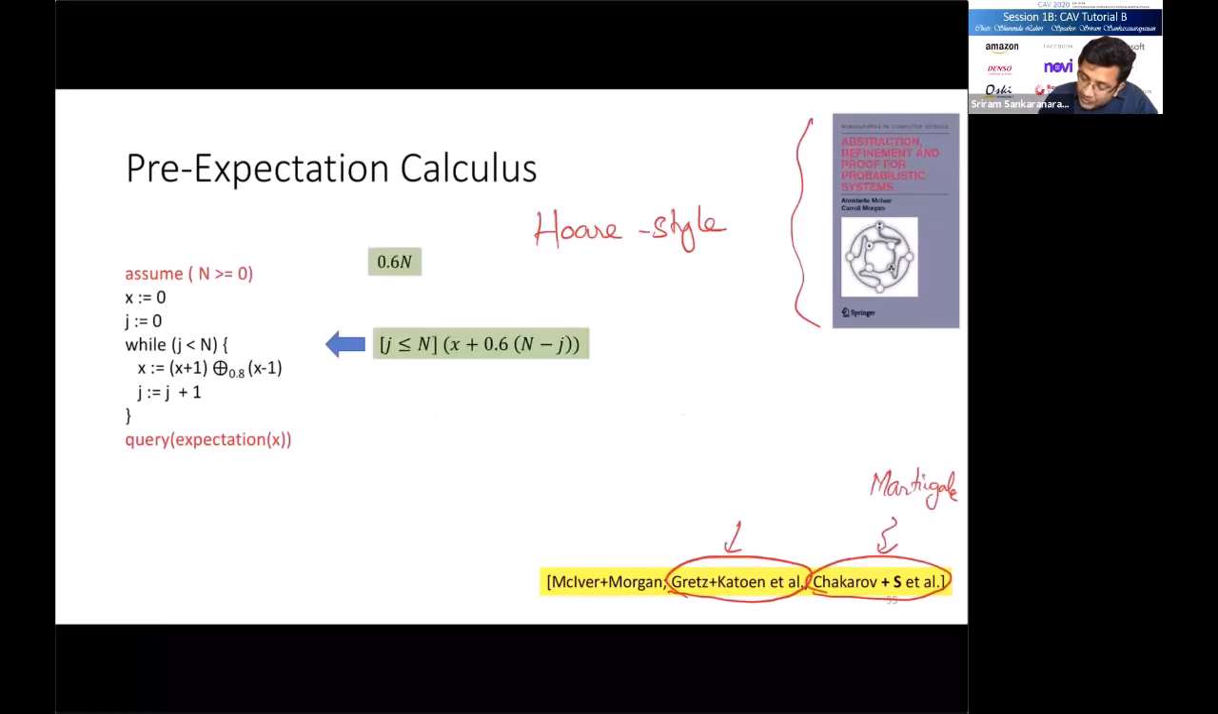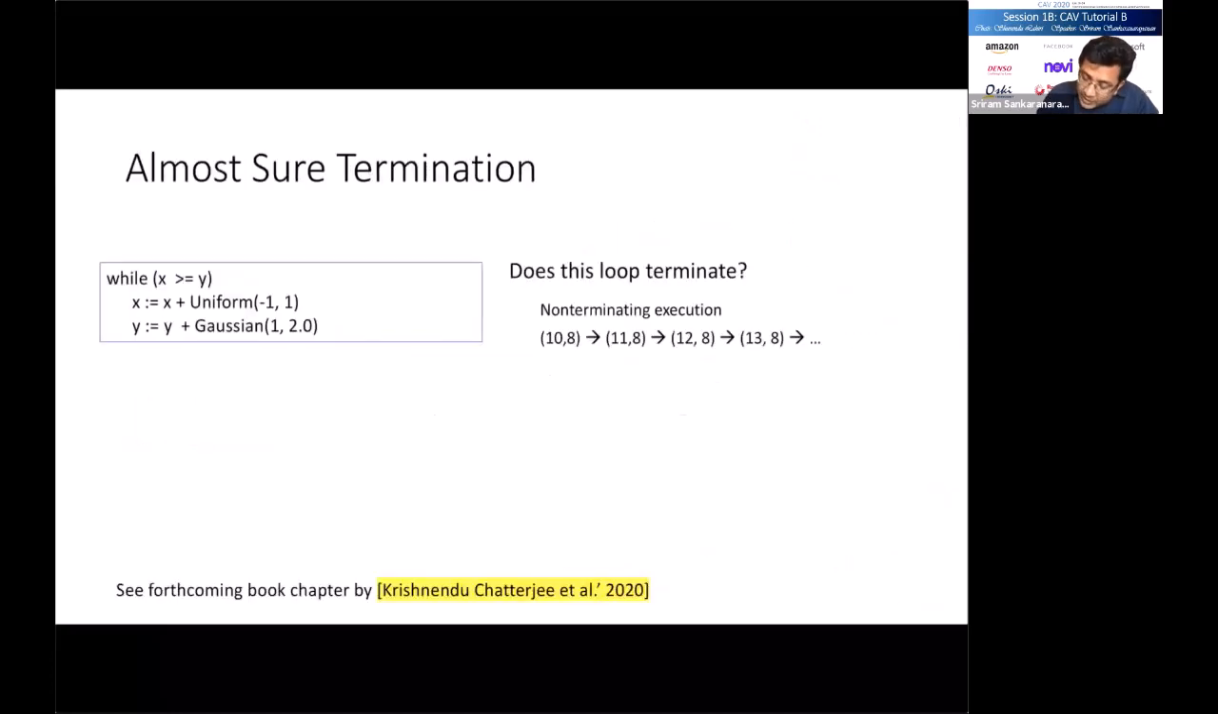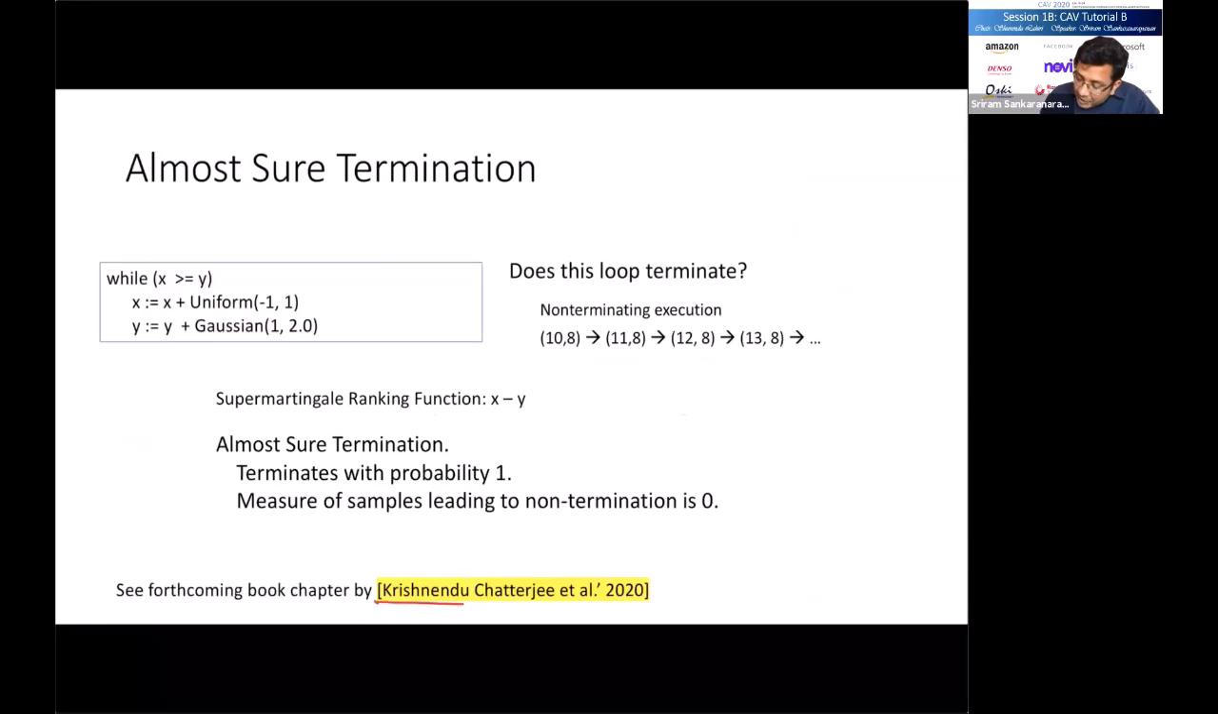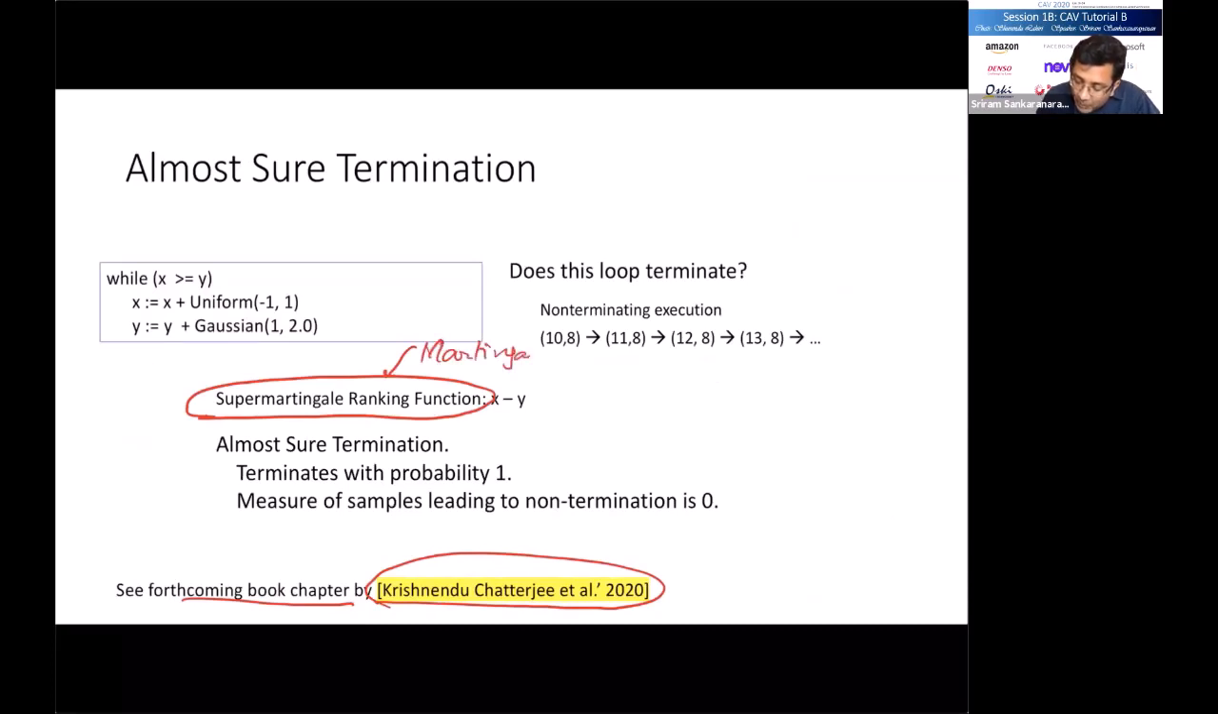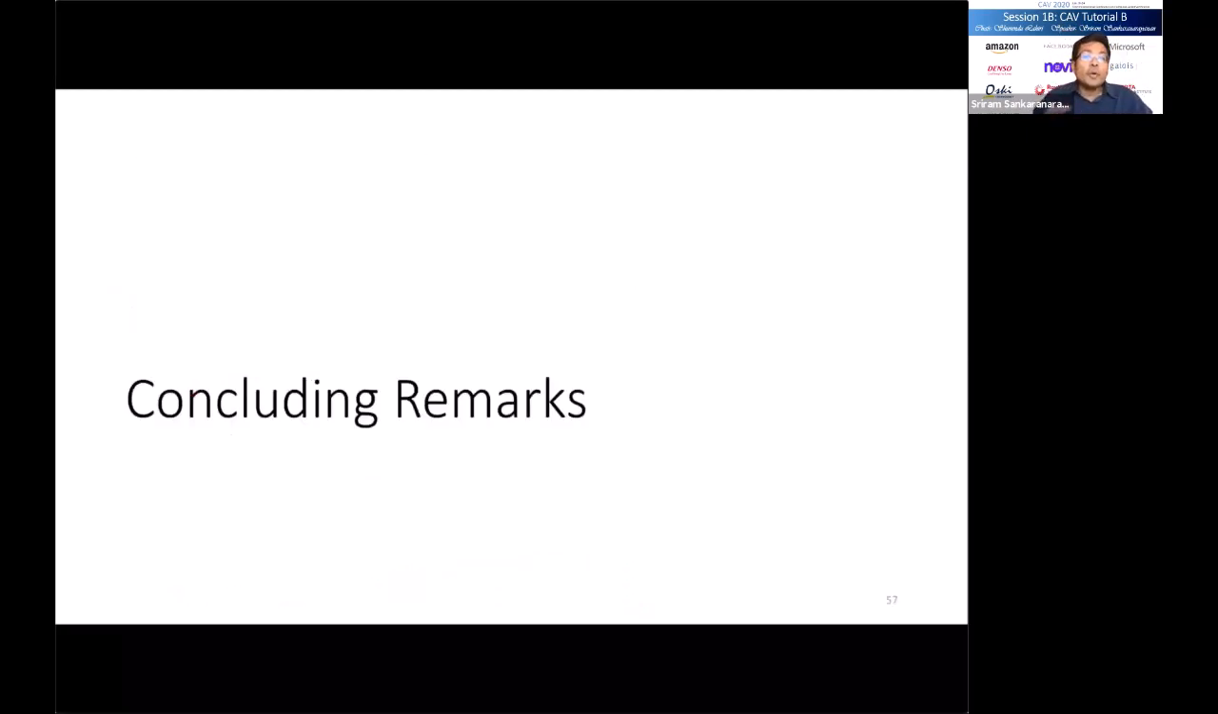Unfortunately, I will skip all of this good stuff. There's been work on termination. Krishnendu Chatterjee and his students have a really nice book chapter and survey on probabilistic programming termination, talking about all the work that's been done in the last 4 or 5 years. Again, it goes back to something called martingale theory, using something called supermartingales as ranking functions or the analog of ranking functions to prove termination. Okay, so there is a lot of work there, and I really do not have the time to go through all of that.